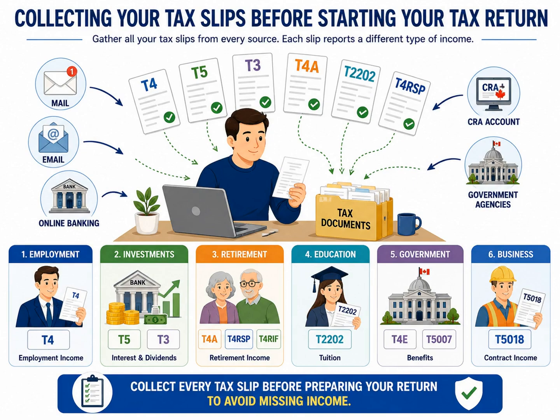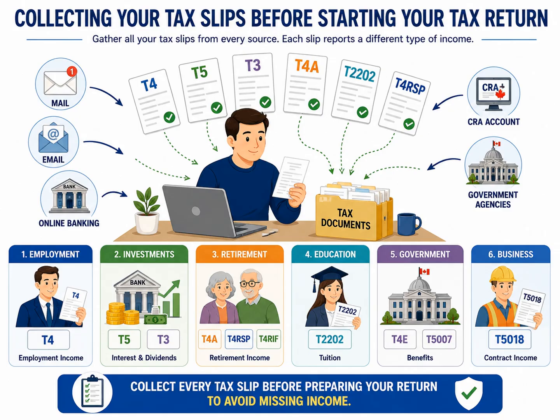Before you begin preparing a tax return, the first and most important step is to collect all of your tax slips. Tax slips can come from many different sources. Your employer may provide a T4 for employment income. Banks and financial institutions may issue T5 or T3 slips for investment income. Government agencies can issue slips for pensions, employment insurance, or other benefits.